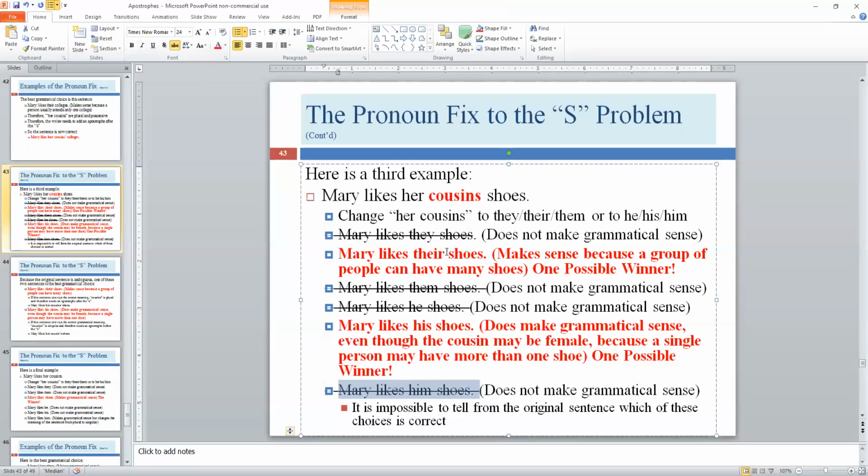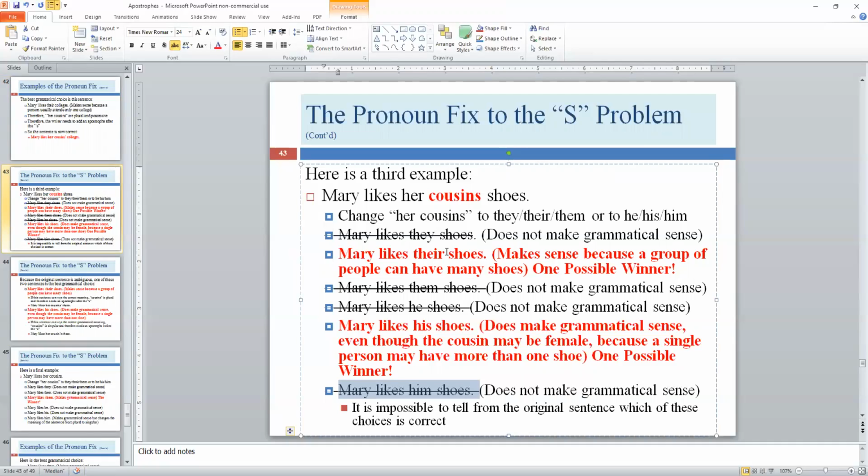So we have 2. We really don't know which one's right, though, because we all have more than one shoe, right? Unless we have been a victim of a terrible accident. We have 2 feet, so therefore we need 2 shoes. So the fact that the word shoes is plural doesn't really tell us whether we're talking about multiple people having shoes or just one person having shoes. So she might have one cousin who has 4 pairs of shoes. So it would make perfect sense to say, Mary likes her cousin's shoes.